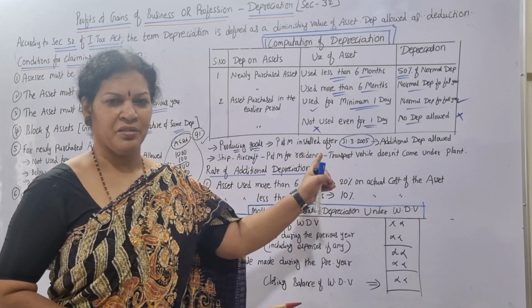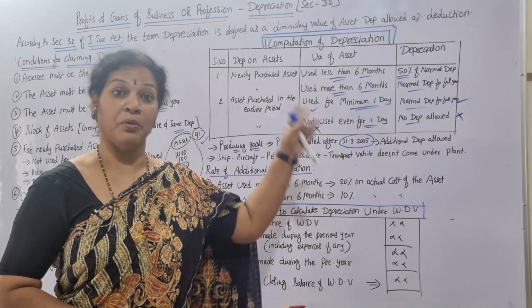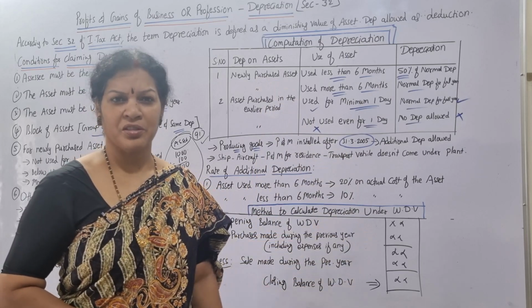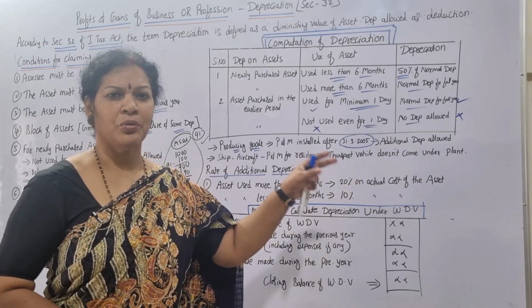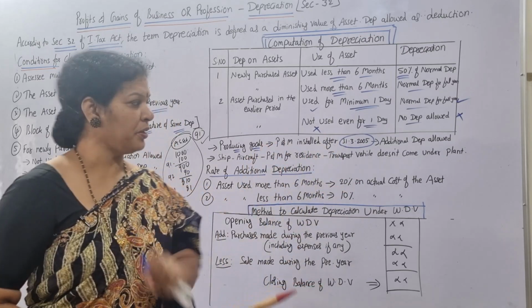Point to be noted. Generally, most of the time, you won't find any asset which was purchased before 2005. It's almost 16, 19 years. So old assets you won't find, so no need to worry. Anyway, a point to be noted.